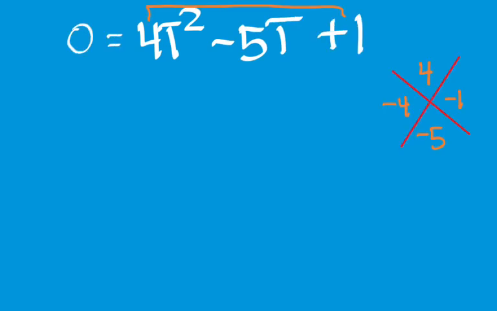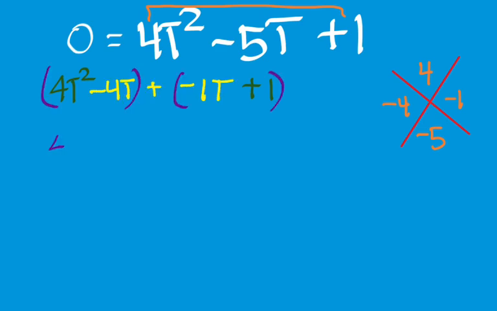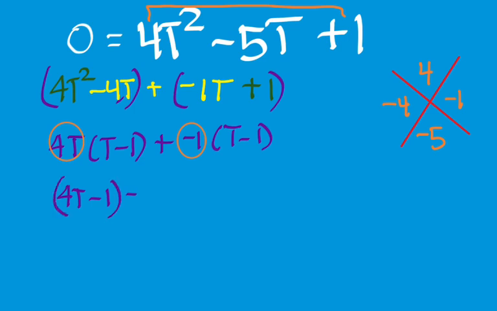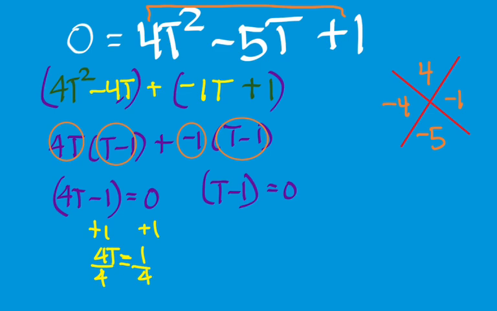Multiply my A and C, two numbers that multiply to be 4 and add to be negative 5 are going to be negative 4 and negative 1. And I factor by grouping, bringing down my A and my C, and then my two middle terms. Then I take out a GCF, and I take out another GCF, and I regroup, and I solve when they equal 0. So I'm going to end up with adding 1, dividing by 4, getting 1/4 of a second, and adding 1.